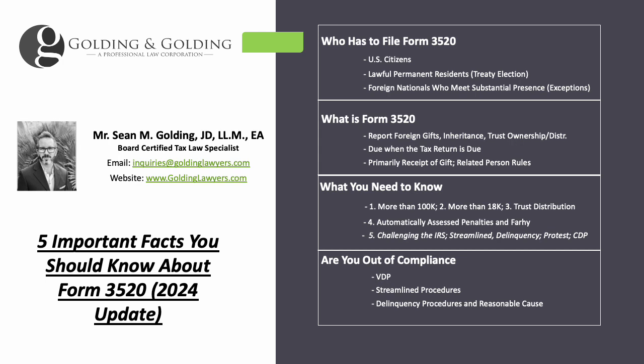So first, three things you need to know. One, if you get a gift from a foreign individual, it has to be more than $100,000, and this includes related parties. Two, if you get a gift from a foreign entity, it has to exceed the $18,000, give or take, threshold. You should double check. There's a link within the instructions that'll take you to the updated inflationary amounts.